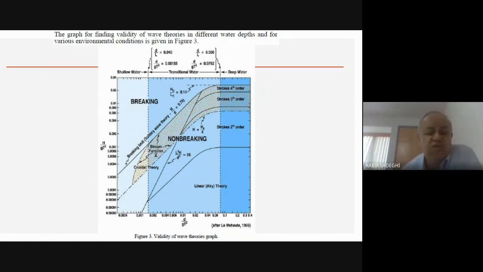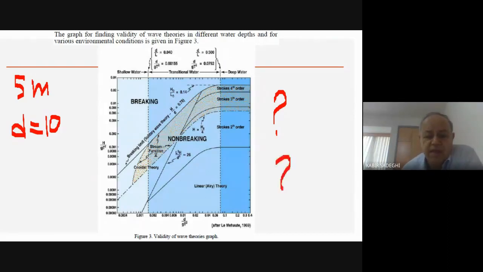For example, if given H equals, I don't know, 5 meters, and D equals, I don't know, 10 meters. Which wave theory, first, and what is our water depth condition? We calculate H over GT squared. T, the period, is given as well, for example 6 seconds. This is 10 meters. You calculate H over GT squared, and you calculate D over GT squared.